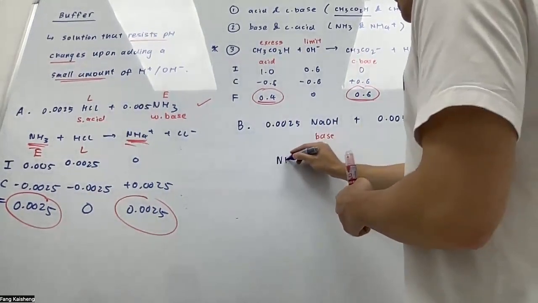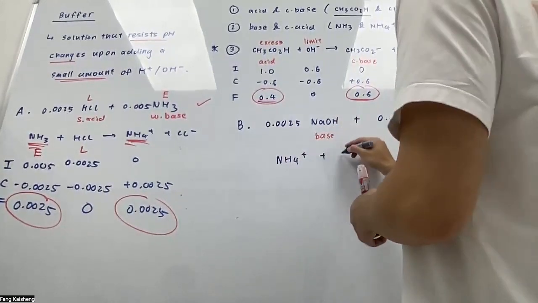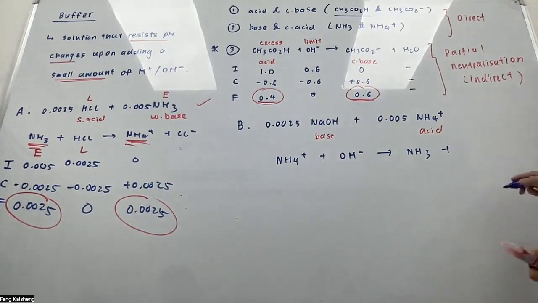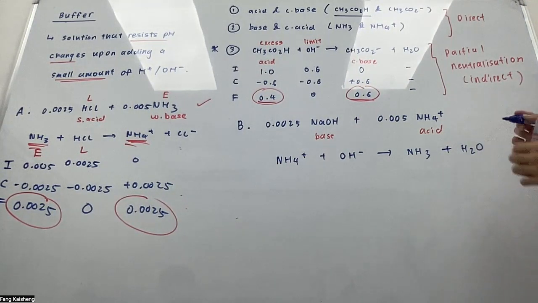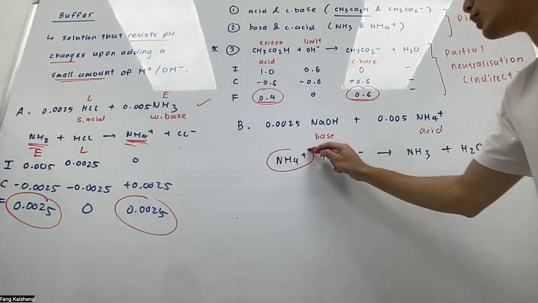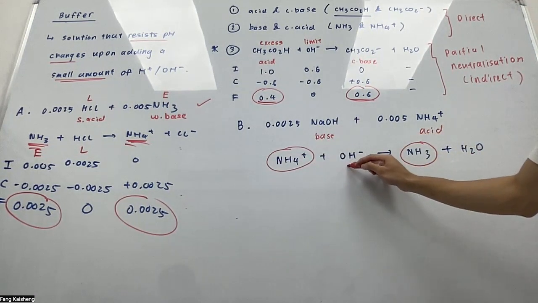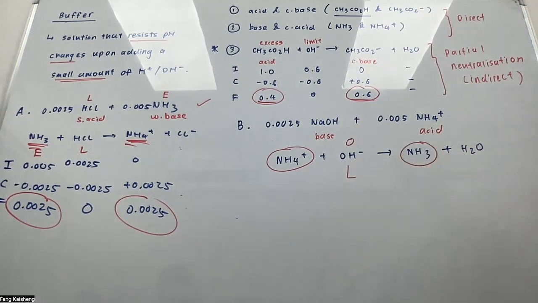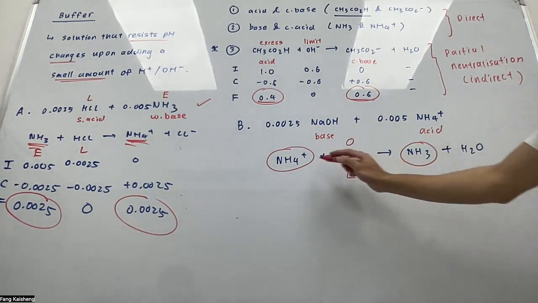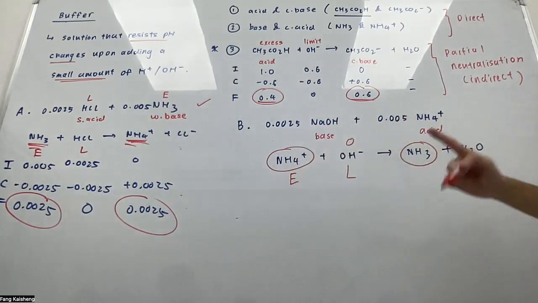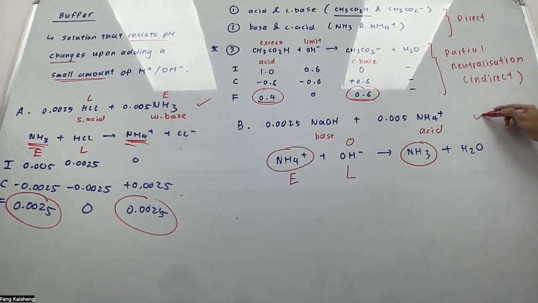NH3. NH4+ will react with NaOH, or OH minus, to give me NH3 and H2O, water. Now, who must be limiting, who must be in excess? OH minus. In order to have these two at the end of the reaction, this must be limiting so that it's left with zero. If this is limiting, this one must be in excess. Do the values here reflect that? Yes. So B is correct also.